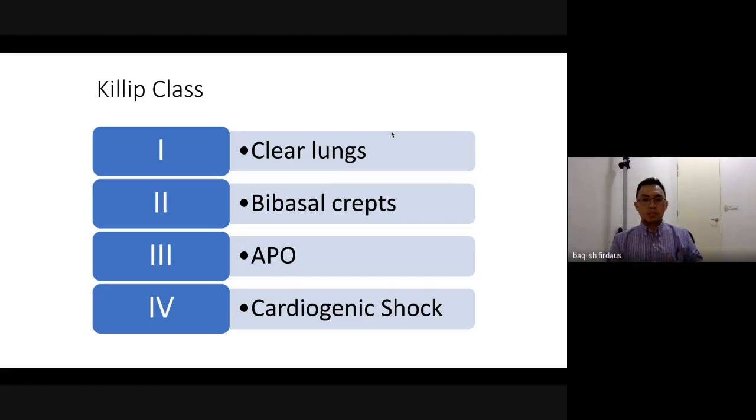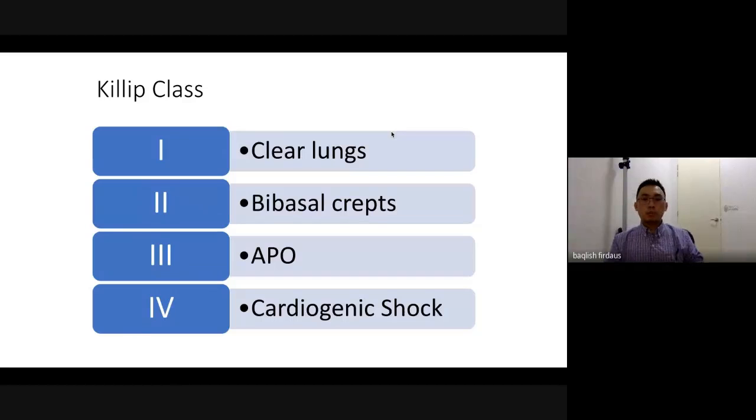So why is Killip classification very important? It will prognosticate patients with acute MI. If the patient is in Killip 1, usually the prognosis is very good and the mortality rate is very low. If the patient is in Killip 3 or Killip 4, the mortality rate can approach 50 to 100%.